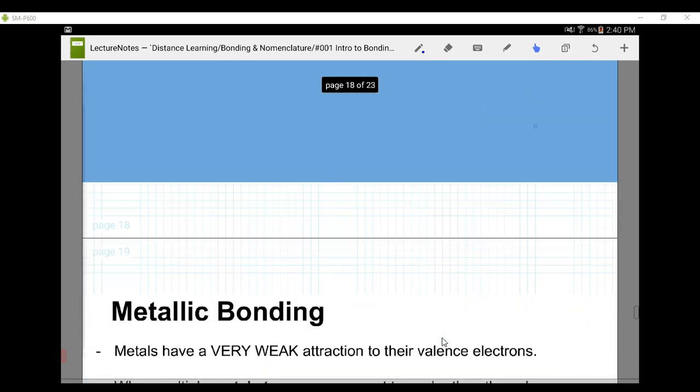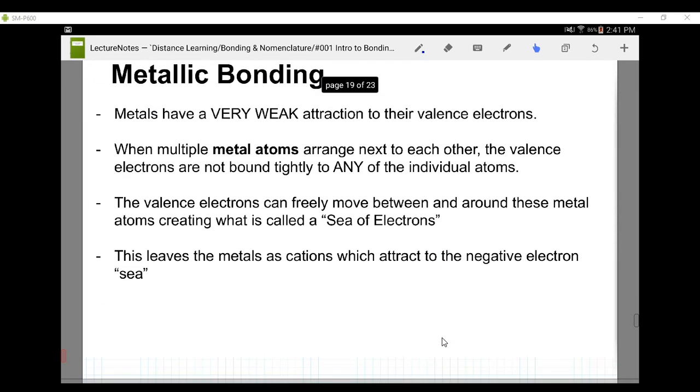Metallic bonding, to review what we talked about originally in the first video, is a bond formed between just metal atoms because they all have relatively weak attractions for their valence electrons. So when we have multiple metal atoms next to each other, those valence electrons aren't really tightly bound to any one of the atoms and instead exist in between all of them, moving around freely between them in something we refer to as the sea of electrons.